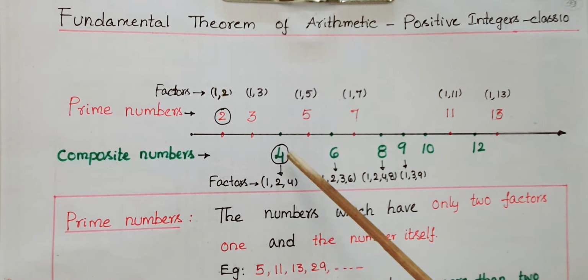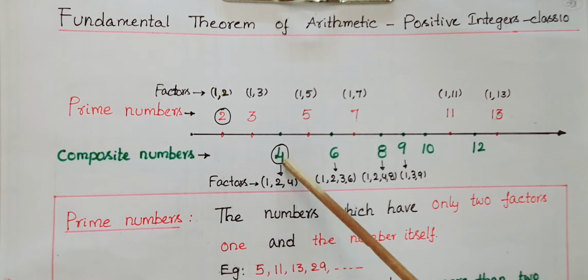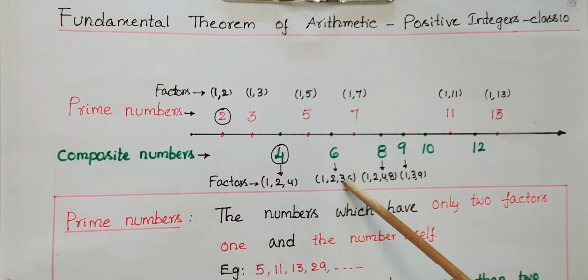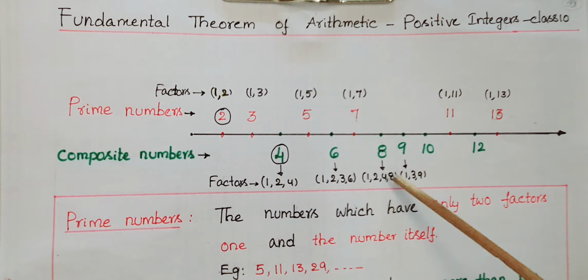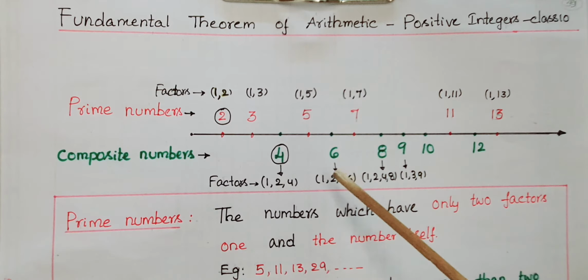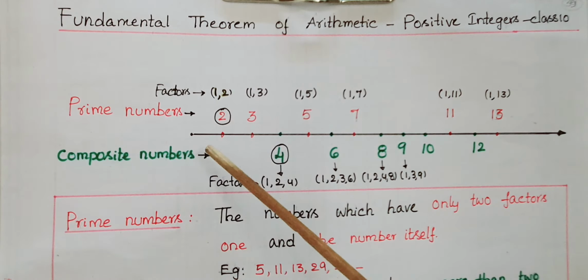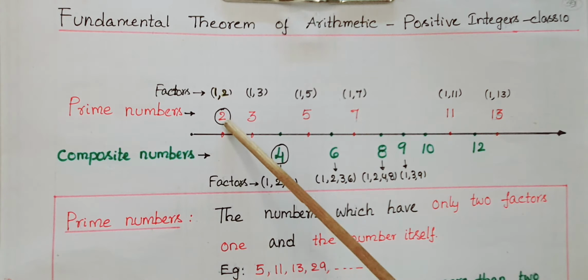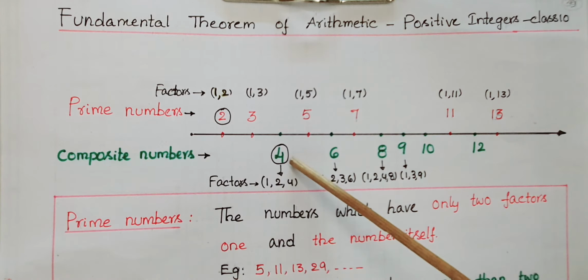If you observe the factors of each composite number, there are many factors. For example, for 4, the factors are 1, 2, 4. 1 and 4 are the number itself and 1, and the remaining factor is 2. And for 6, the factors are 1, 2, 3, 6, and for 8, 1, 2, 4, 8, like this. So for composite numbers there are many factors. 1 is neither prime nor composite, the smallest prime number is 2, and the smallest composite number is 4.